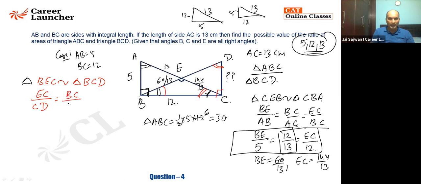Opposite to 90 degrees, I don't know what that is, CD is not given to me. Opposite to the double angle, it is EB. Opposite to the double angle here, it is coming out to be BC. How much is EC? EC is 144 by 13. How much is CD? We don't know. Sorry.